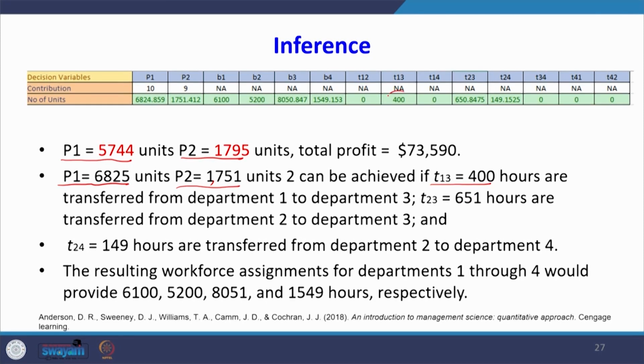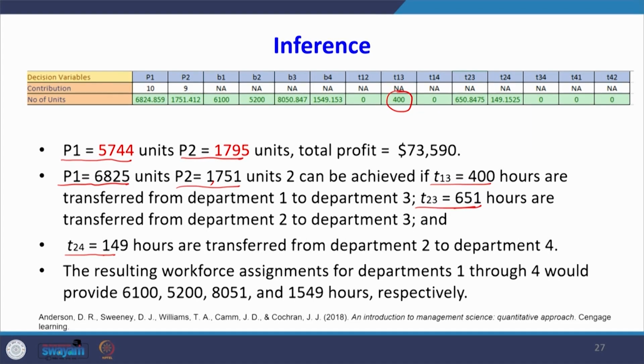Where is the T13? We got this answer. That means, from department 1, the workforce can be transferred to department 3. How many hours? 400 hours. Similarly, T23, from department 2, the workforce can be transferred to department 3. How many hours? Maximum 651. From department 2 to the 4th department, 149 hours can be transferred. So, what we are inferring here is that when we do the cross training, the workforce can be re-employed in some other department, and that will increase the value of our objective function.